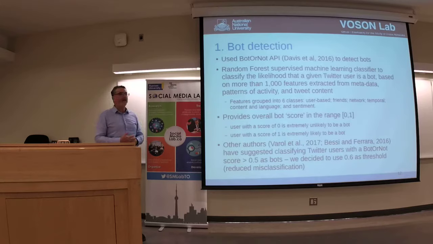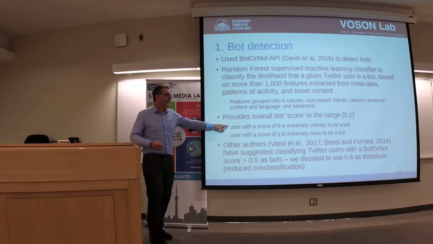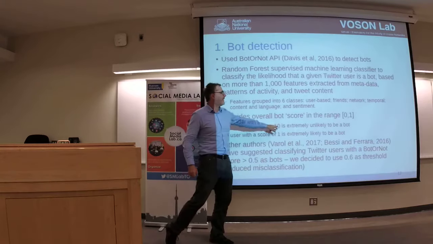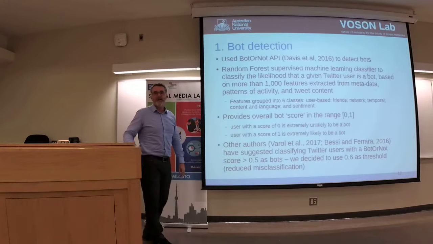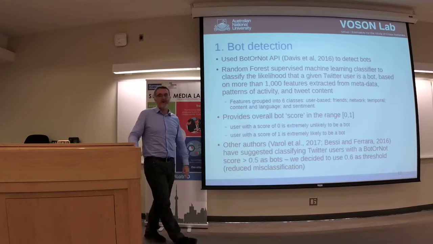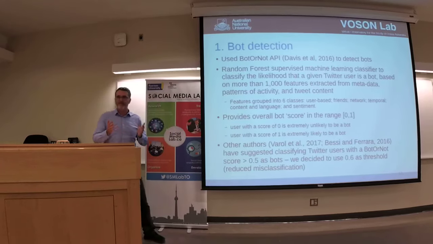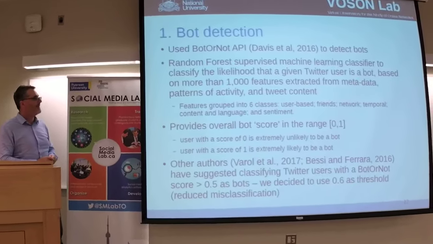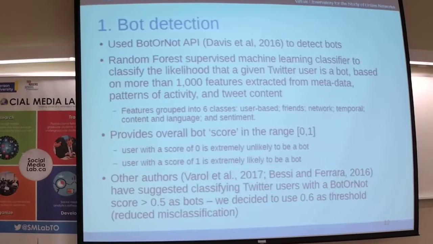So what we did was we submitted our 1.4 million Twitter usernames to their API, and what that returns is a number ranging from 0 to 1, where if the score is 0, it's extremely unlikely that it's a bot, while if the score is 1, it's extremely likely to be a bot. So it's a continuum of botness, I guess you could say. And as I mentioned, it's a machine learning approach.